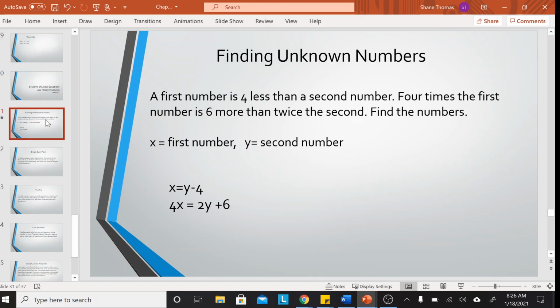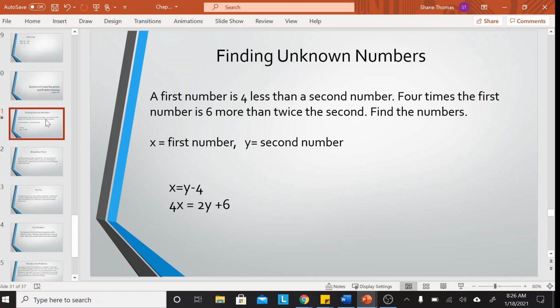First one we're going to look at is finding unknown numbers. I think these ones should be pretty straightforward. This is what we had back at the beginning of the year. Talked about all those different words, what things mean plus, what things mean multiplication, those types of things. When you start reading it the first time, it's going to sound confusing. First number is 4 less than the second number, 4 times the first number, 6 more than twice the second number, find the numbers. Okay, then you just start breaking it down.